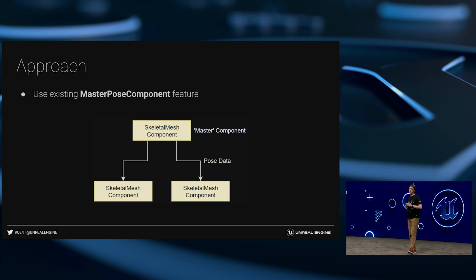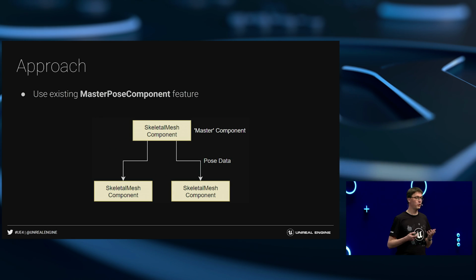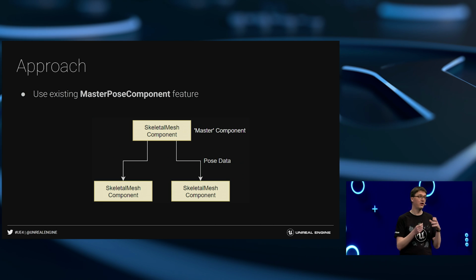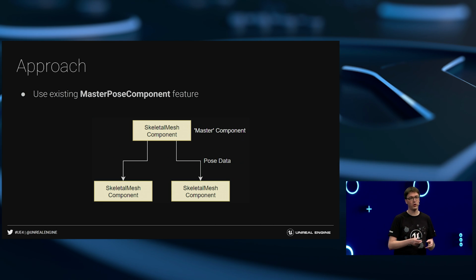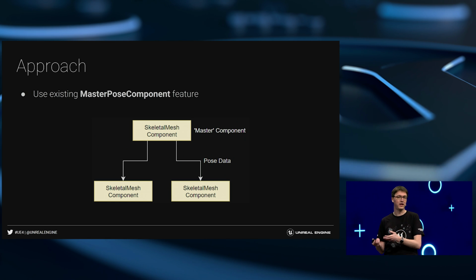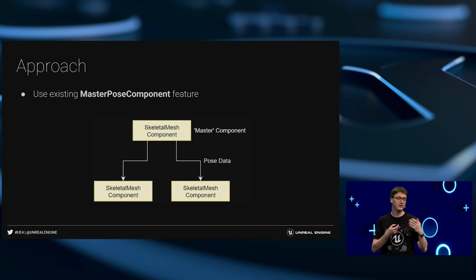So to get this going quickly, we used something called master pose component that Laurent actually mentioned a little bit earlier on. The idea here is you can already in the engine have one skeletal mesh component that does the animation work and then pipes that information onto a number of other skeletal mesh components. They're not actually doing the animation work. They're just showing the bones taken from somewhere else.